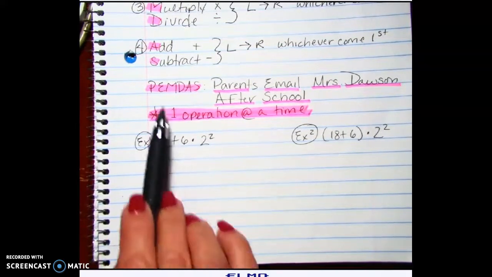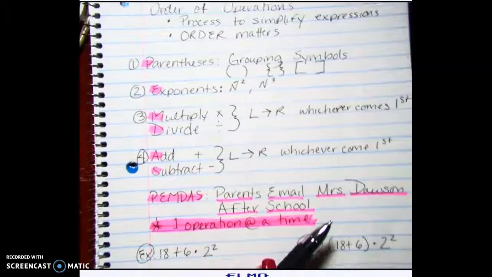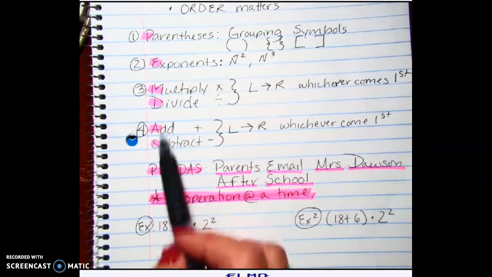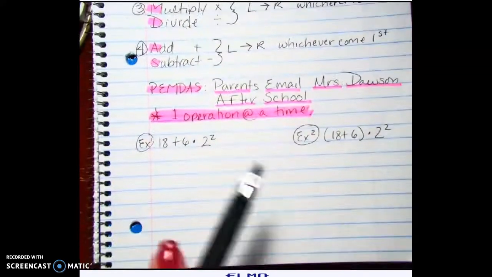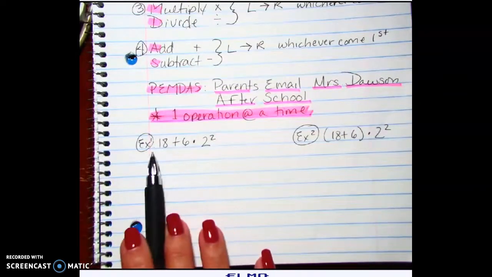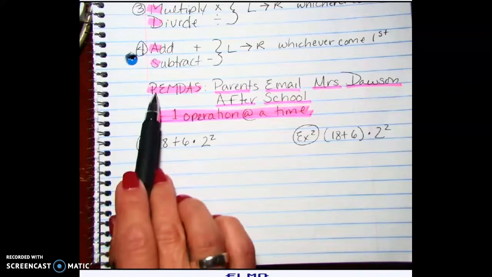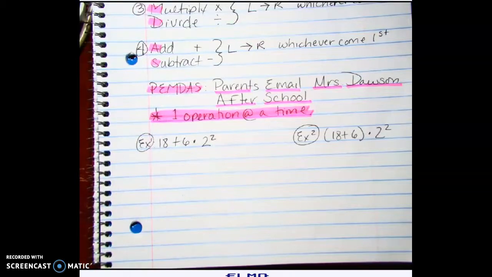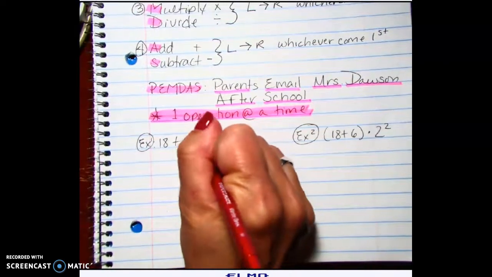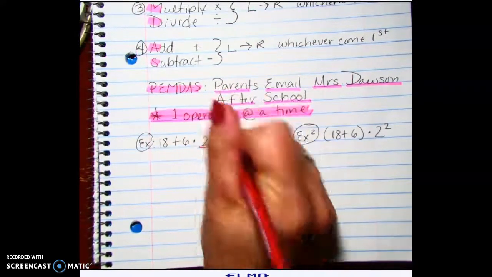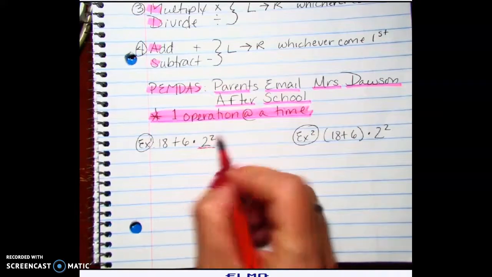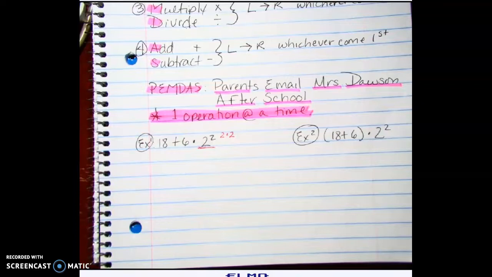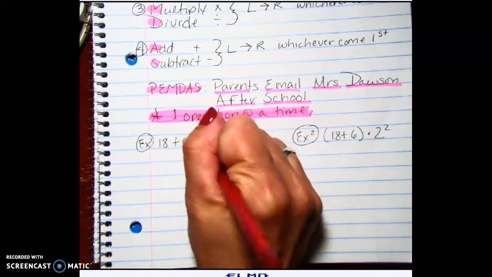So the first thing I do, I look at my PEMDAS. Remember, parentheses, exponents, multiply, divide, whichever comes first, add, subtract, whichever comes first. So I'm going to start here. I look and say no parentheses. P, no parentheses. I'm going to move on to E. Yep, that would be the first thing I'm going to do. Now this is an exponent, 2 squared. So that means 2 times 2. So I would write 4.